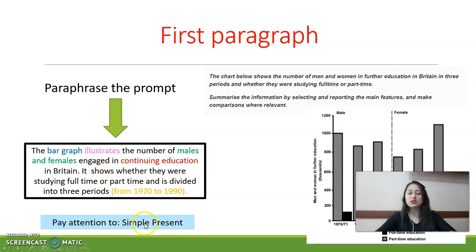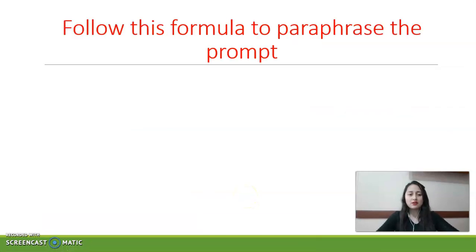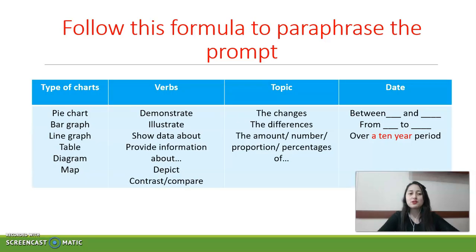I'm basically using simple present in the first part. Keep in mind, you need to use synonyms. Then, we are going to go over a formula that I consider could help you paraphrase your prompt. So first, you identify the type of chart. Then you can use any of these verbs.